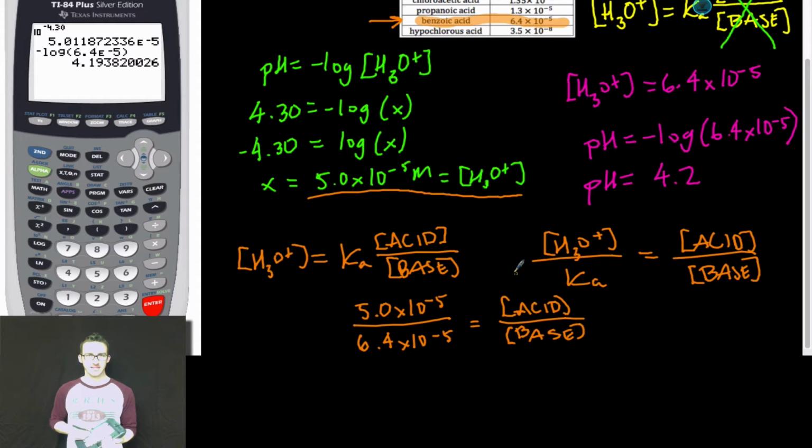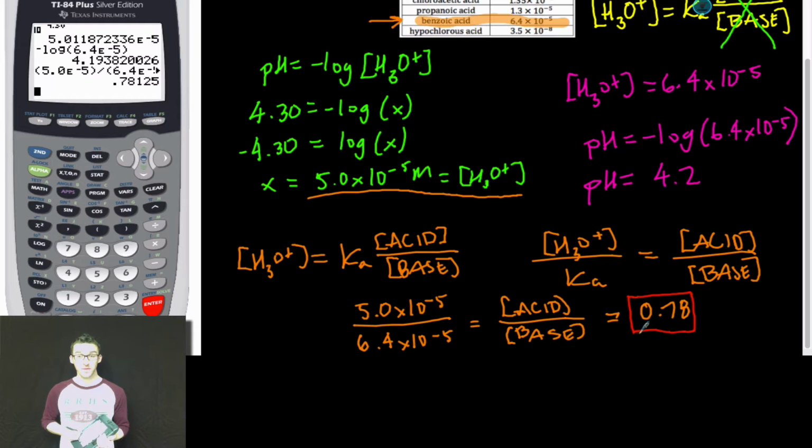Calculator time. Parentheses, 5.0 second E negative 5, close parentheses, divided by parentheses, 6.4 second E negative 5, close parentheses, answer. We get a ratio of 0.78. Boom. So what that means is I would need 0.78 moles of my weak acid, my benzoic acid, for every 1 mole of conjugate base. Again, it's a ratio of weak acid to conjugate base.